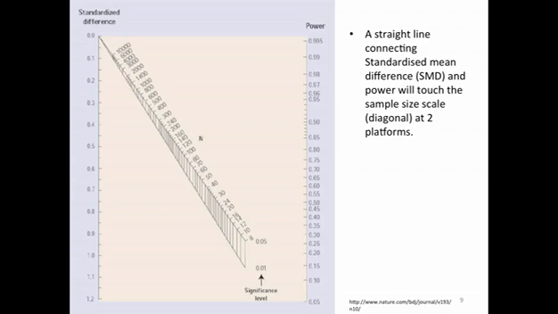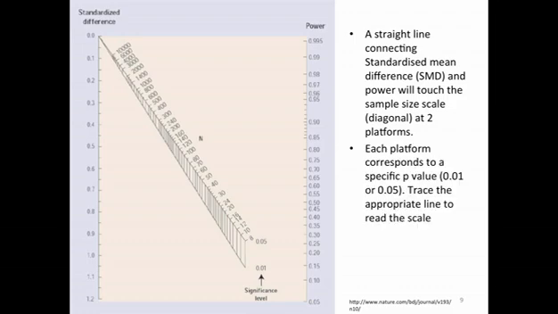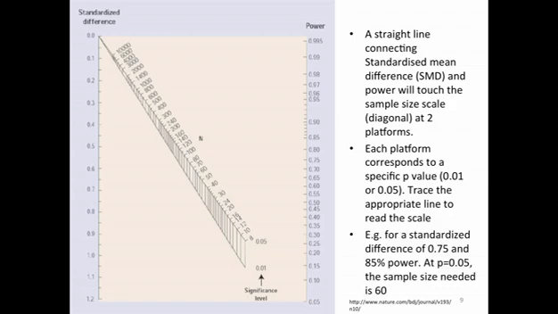A straight line connecting standardized mean difference and power will touch the sample size scale, that is the diagonal, at two platforms. Each platform corresponds to a specific p-value, either 0.01 or 0.05. Trace the appropriate line to read the scale.